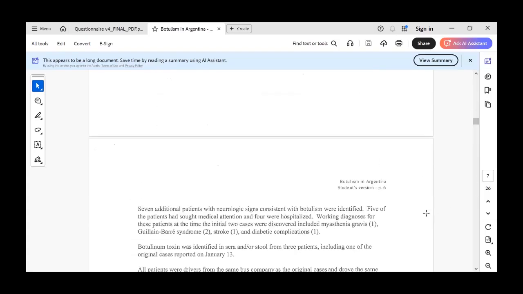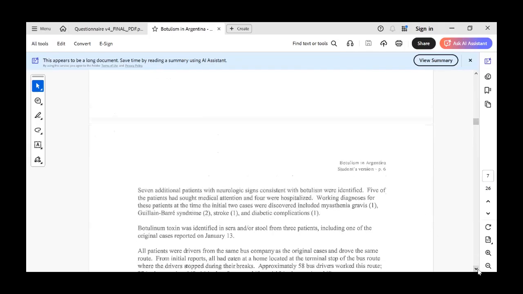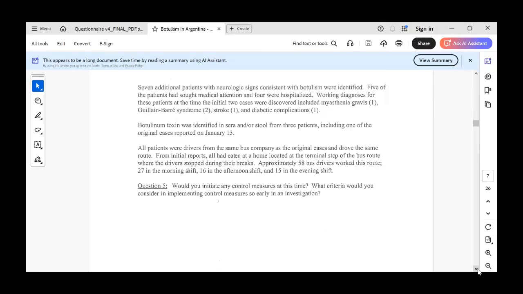So 7 additional patients with neurologic signs consistent with botulism were identified. 5 of the patients had sought medical attention, 4 were hospitalized. Working diagnoses at the time of the initial 2 cases that were discovered included myasthenia gravis in one, Guillain-Barré for 2, stroke for 1 patient, and diabetic complications.